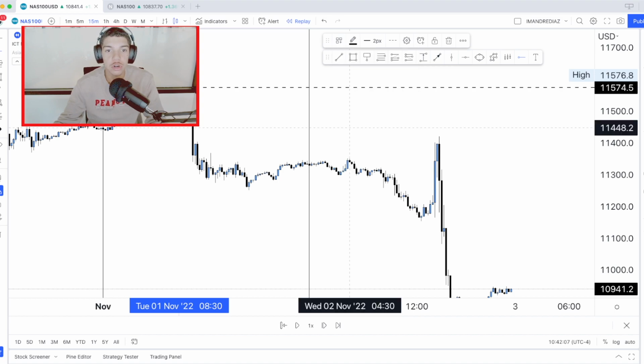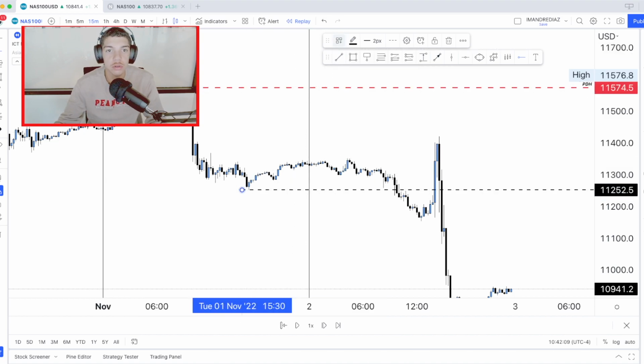We're going to start off by marking up the previous day's highs and previous day's lows, as we always do. Previous day's high, previous day's low. And I did that a little bit backwards. Previous day's low right here, previous day's high, previous day's low.